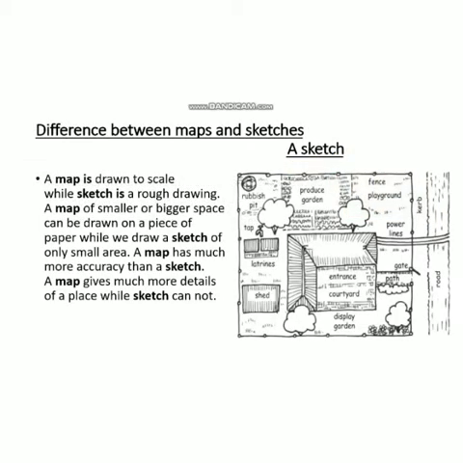Difference between maps and sketches. A map is drawn to scale while a sketch is a rough drawing. A map of a smaller or bigger space can be drawn on a piece of paper, while we draw a sketch of only a small area. A map has much more accuracy than a sketch. A map gives much more detail of a place while a sketch cannot.